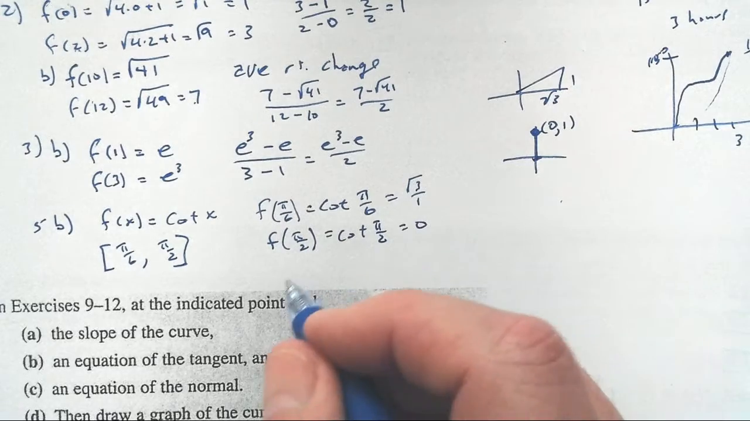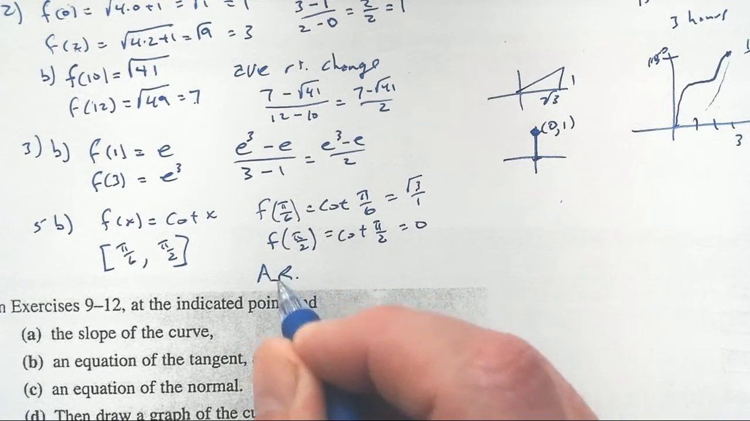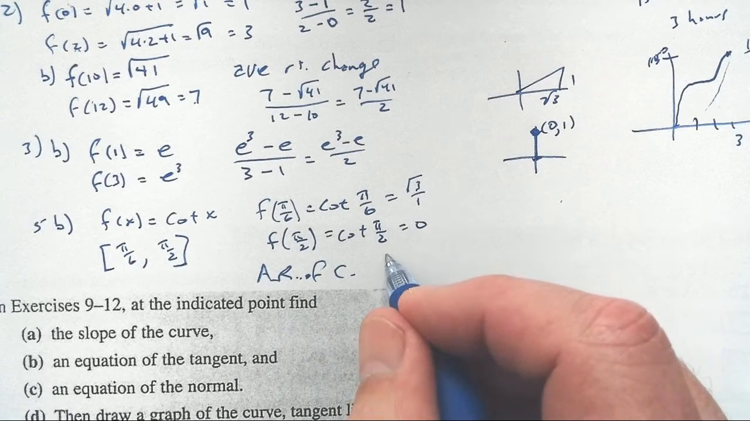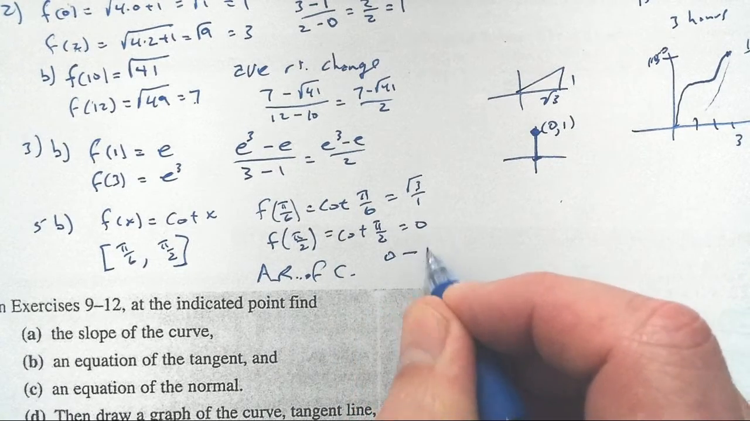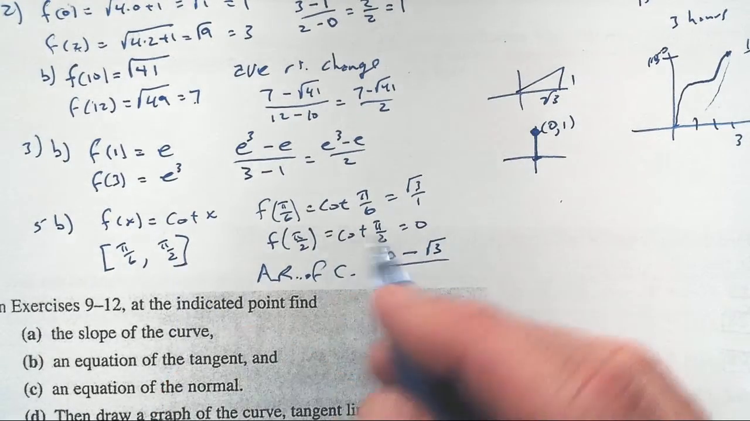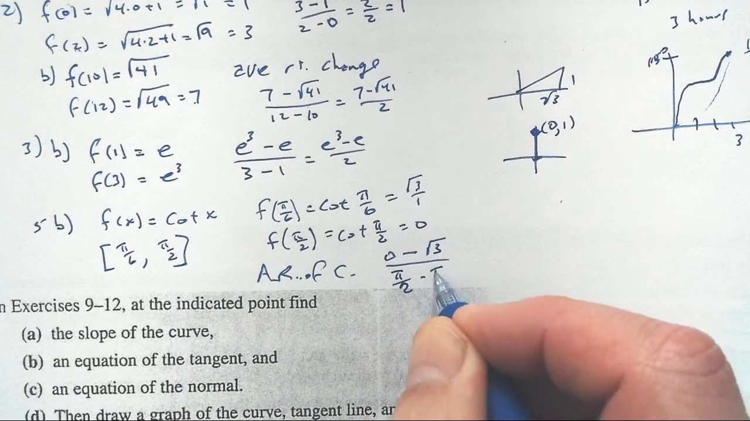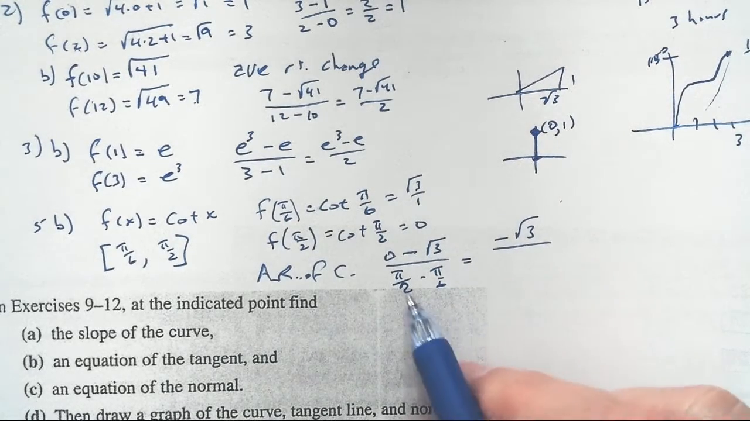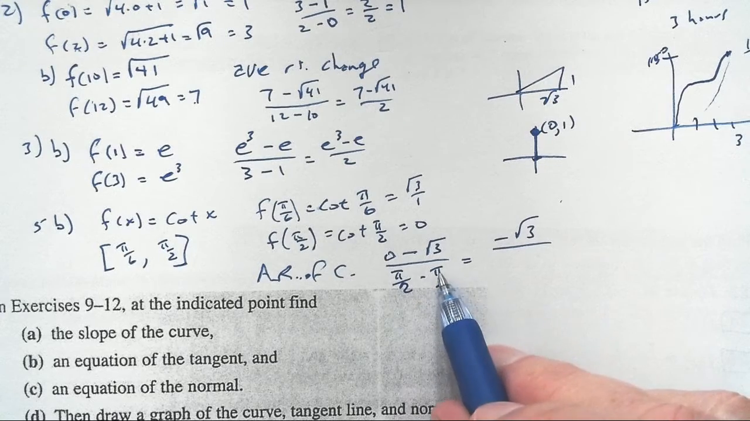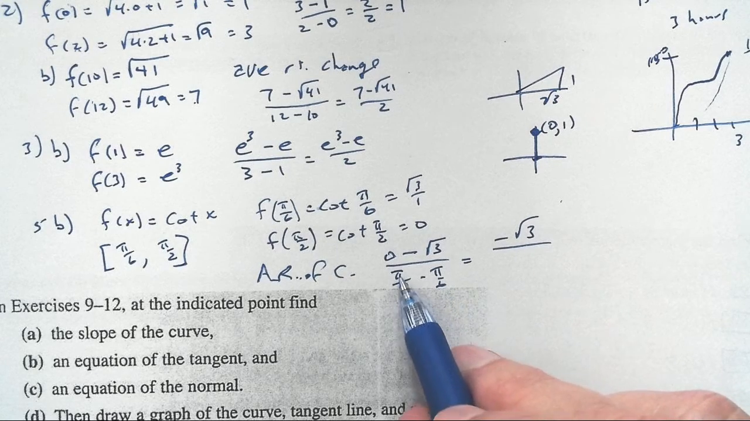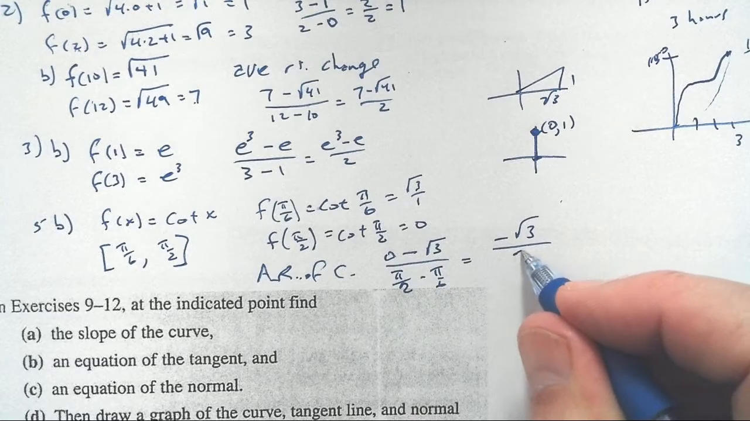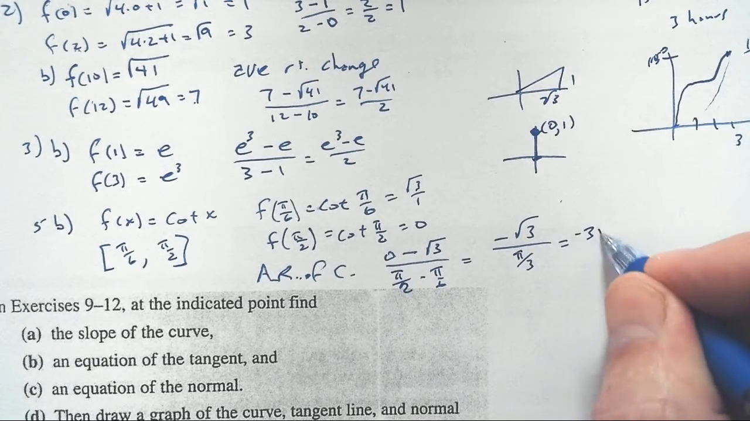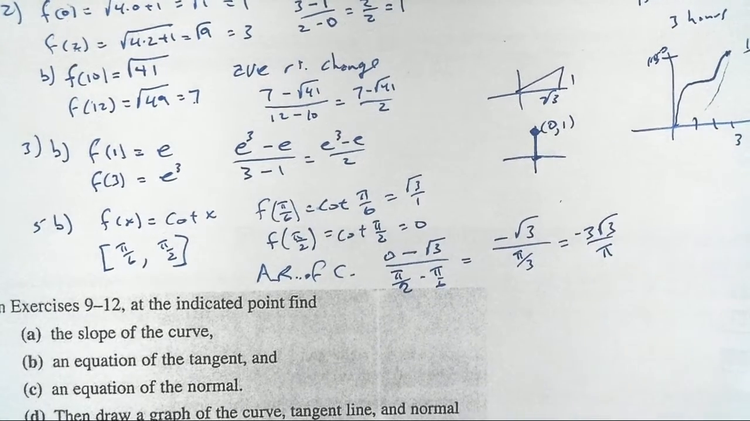So our average rate of change is going to be the change of y into 0 from square root of 3 as the x goes into pi on 2 minus pi on 6, or negative square root of 3 on 3/6 minus 1/6, 2/6, or 1/3 pi, so we end up with negative 3 square root of 3 on pi is our average rate of change.